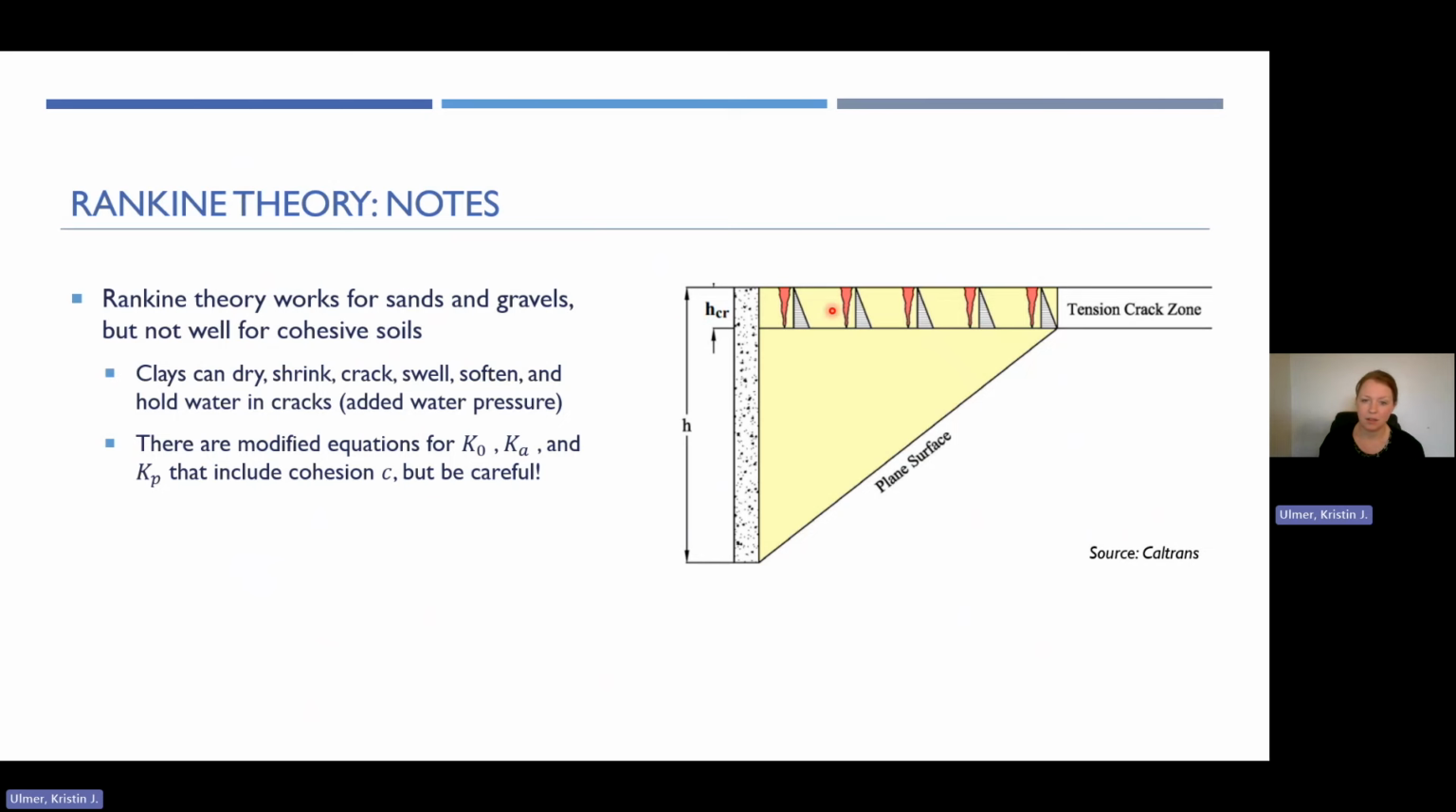It also means that you're not going to get the same continuity and the same lateral earth pressure developed in this tension crack zone, right? So this really starts to wreak havoc on all of your assumptions for the Rankine theory and will start to cause some issues. So generally speaking, Rankine theory is great for sands and gravels, maybe not a great choice for cohesive soils. There are modified equations, as I mentioned earlier, for all of these lateral earth pressures that include cohesion, but just be careful about how you use them and when you use them.